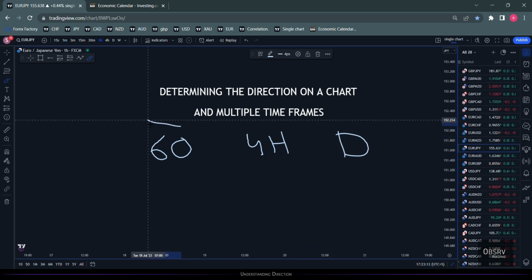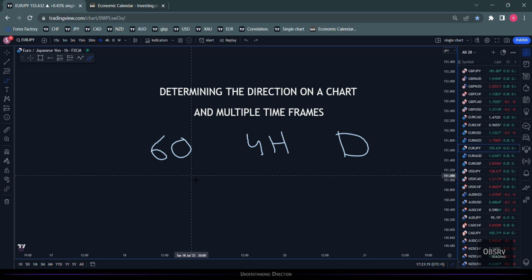I personally do 60 as my higher time frame, because if you're day trading, you want to be able to catch one or two trades. That's one trade in the London session, one trade in the New York session. That's the goal. It doesn't happen like that, to be honest. But going lower than the 60 time frame, it becomes too quick, too swift.